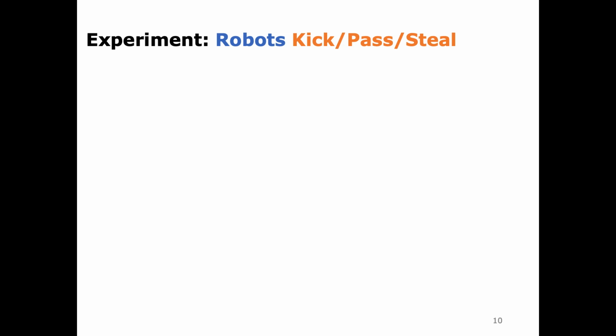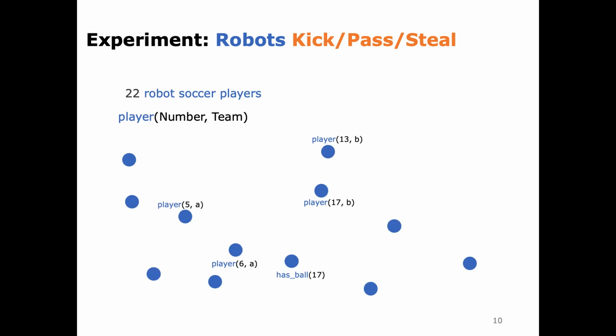Another domain is where robot soccer teams compete. The database has 22 facts of this form, declaring robot soccer players who play for Team A and Team B. The sequence of events is a soccer game. They may kick the ball, only if they have the ball, or pass the ball, only to a team player, or steal the ball, only from an opponent. Such constraints make this database highly dynamic.